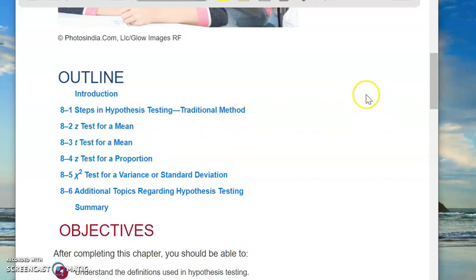Kind of similar to what we did before when we did the confidence intervals. If we knew, in the confidence intervals, if we knew the population standard deviation, we would use the z-test. If we didn't, we would use the t-test. It's the same concept in Chapter 8 now. We're talking about the z-test for a mean. We use the z-test if we know sigma. That's the population standard deviation. We use the t-test if we do not know the standard deviation for the population.